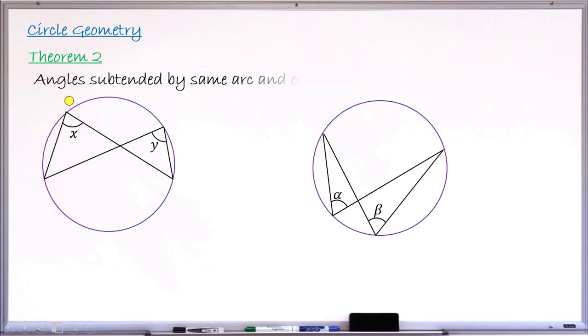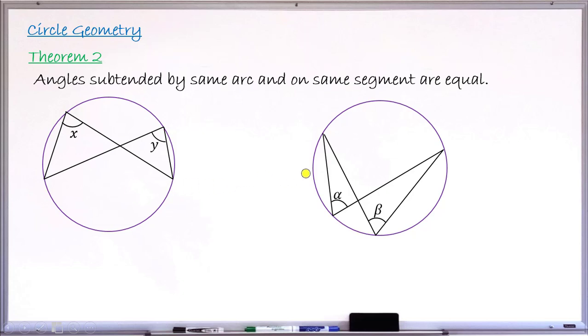My dear student, to begin the lesson, let us learn the second theorem. This second theorem will now be another vital tool while solving circle geometry. So let us learn the second theorem. The second theorem says angles subtended by the same arc, and those angles are on the same segment, are always equal.